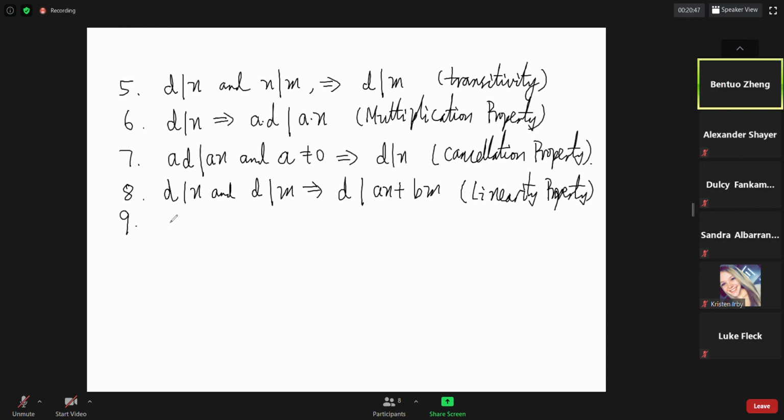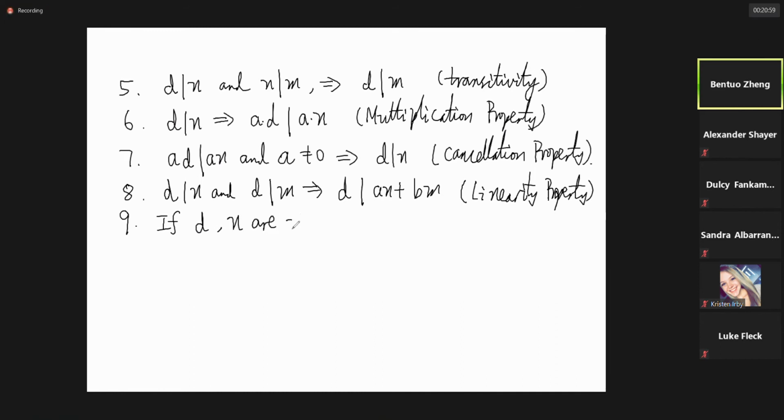Okay, number 9 is the comparison property. So if d and n are positive and d divides n, then d would be less than or equal to n. Okay, so you should remember these are for positive integers. If d divides n, then d is less than or equal to n. So this is called the comparison property.